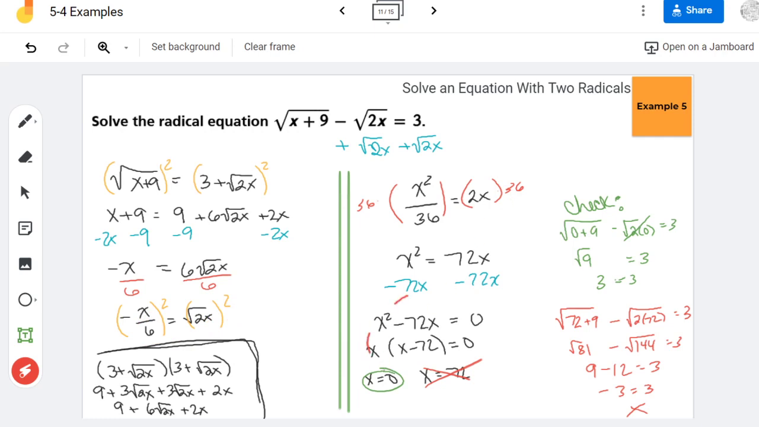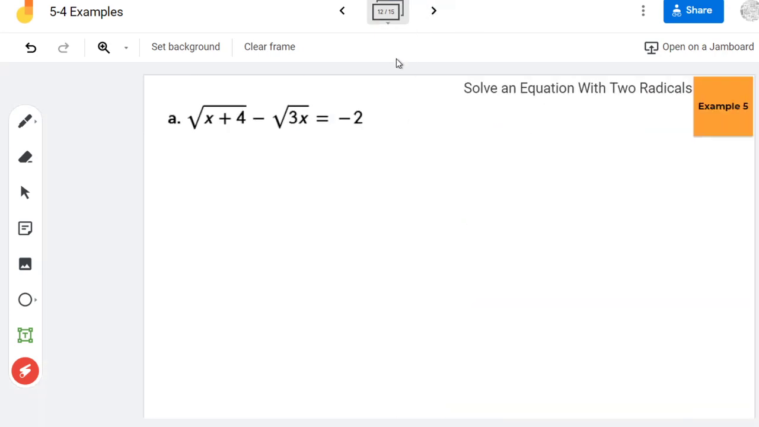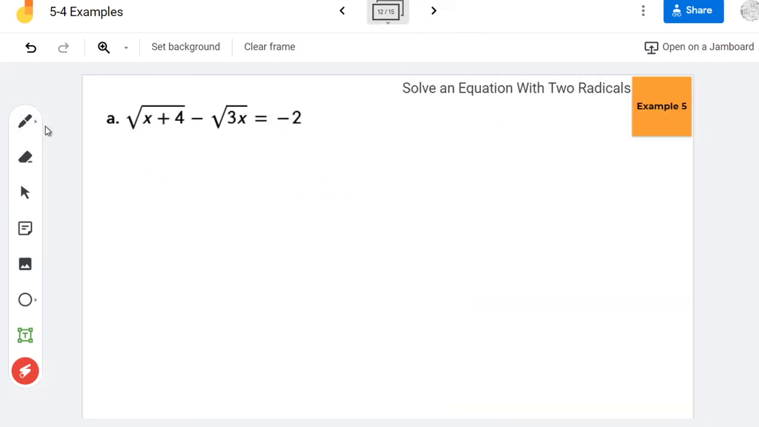And then we knew that we needed to factor, so we put everything equal to 0 and factored. This process looks the same every single time. That's what we're going to be doing. So let's try another one.